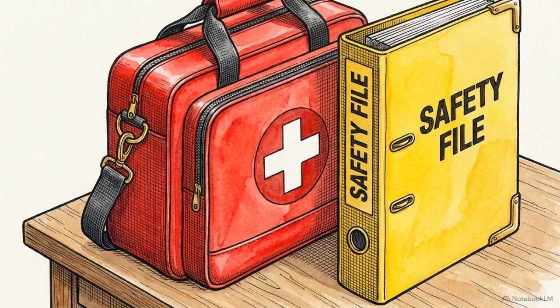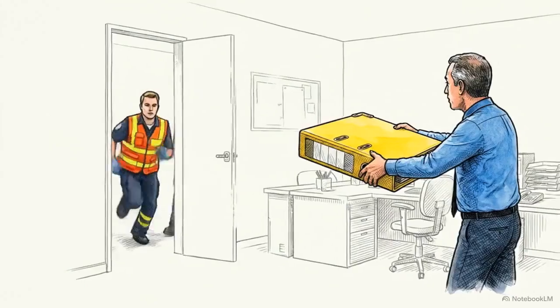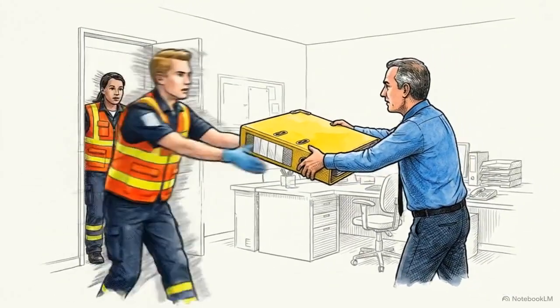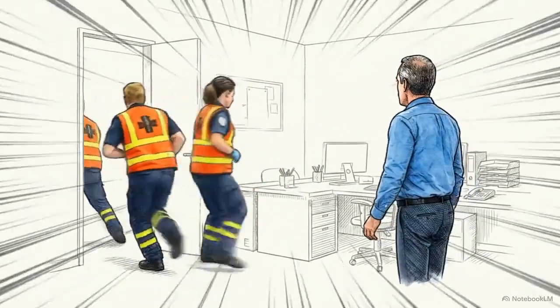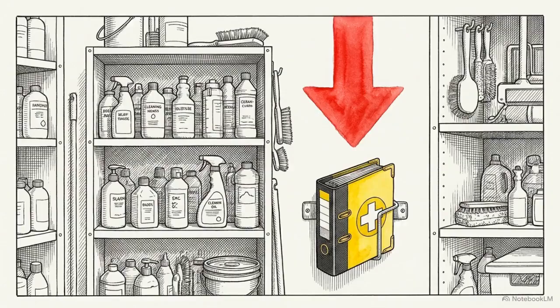This file is also the primary document first responders look for if a severe accident occurs. When medical teams receive the binder immediately, they can identify the chemical and apply the correct treatment without delay. Knowing the exact location of the safety file ensures that critical medical information is ready when every second counts.